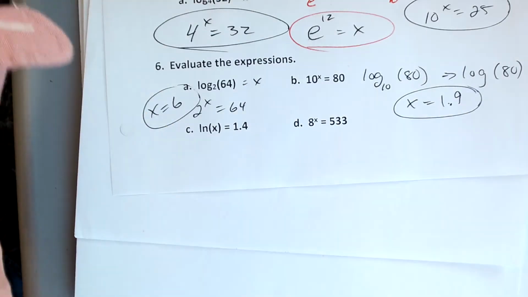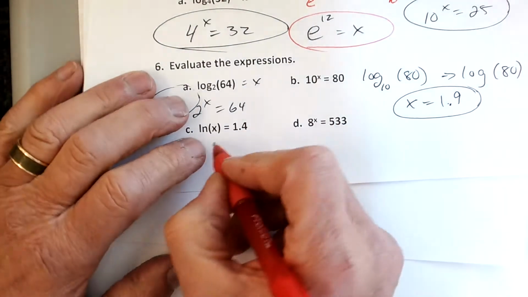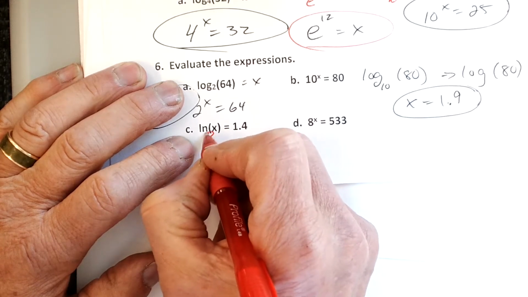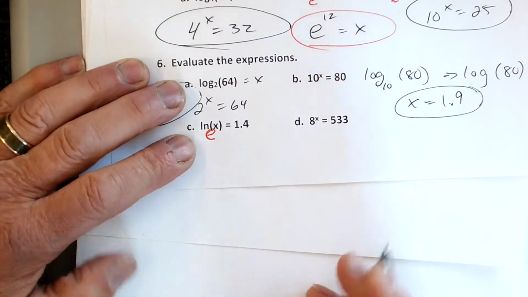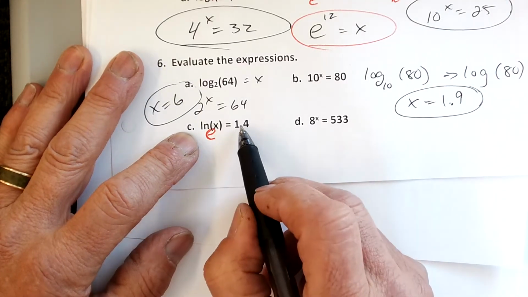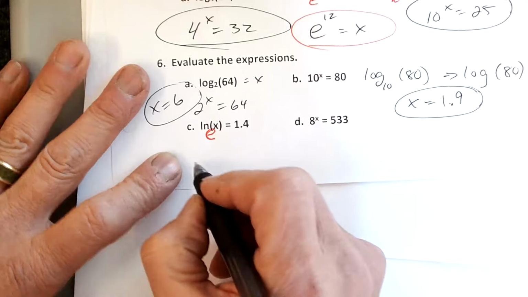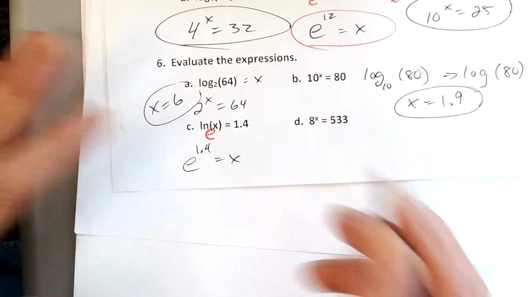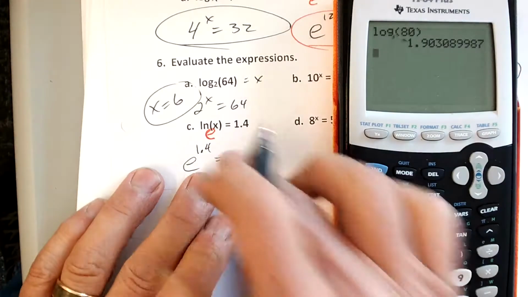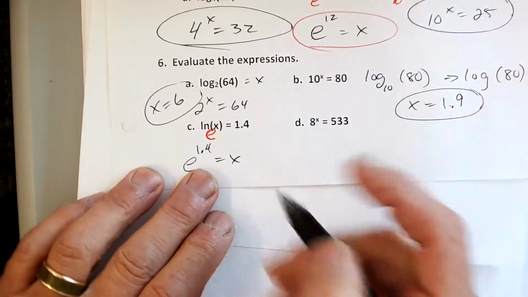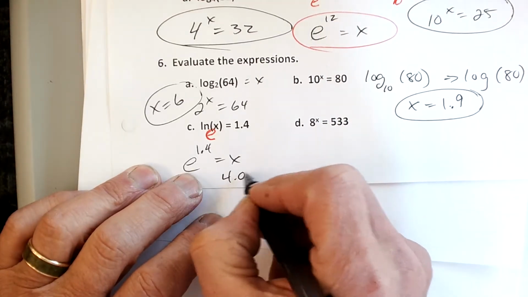C, you're going to need to remember what the magic invisible base is. So the invisible base with natural log is e. Got to have the e there. And we're going to change this to exponential form. We're going to go e, that's my base, e to the 1.4 equals x. So e to the 1.4 power equals x. And that's an okay answer. Or if you want to just go ahead and use your e button to 1.4, we get about 4.05, 4.06 maybe, if I round it.